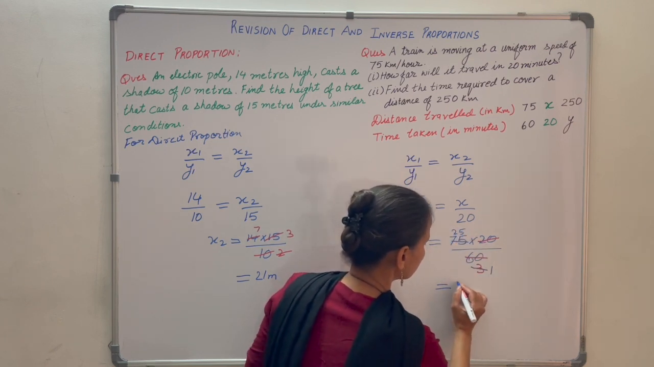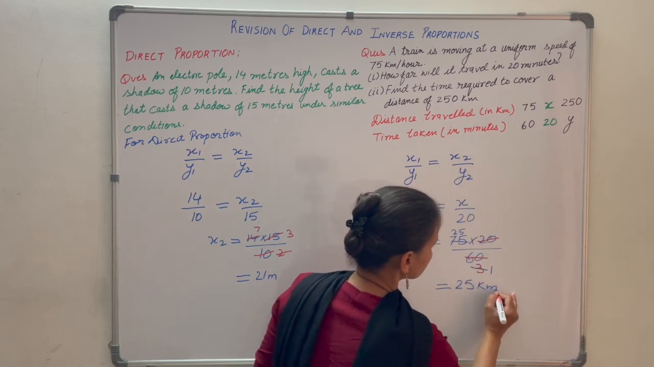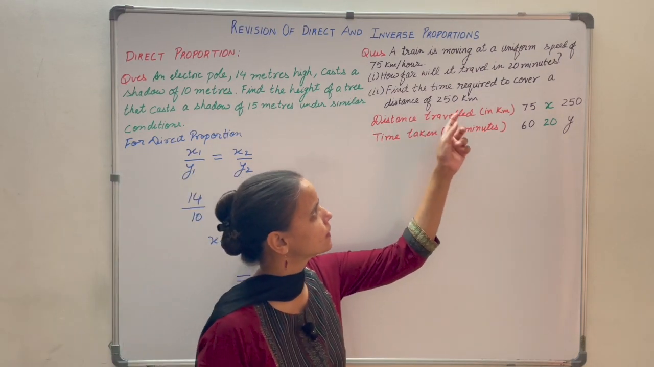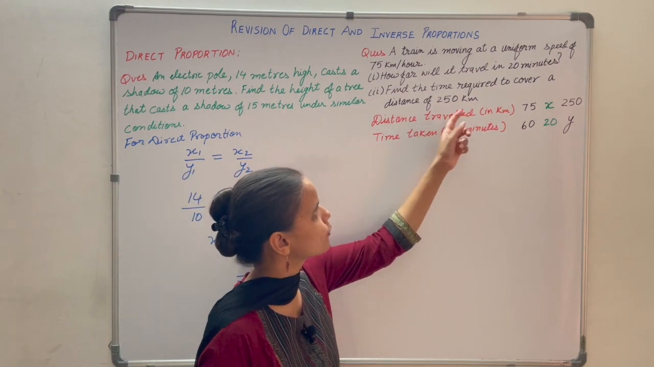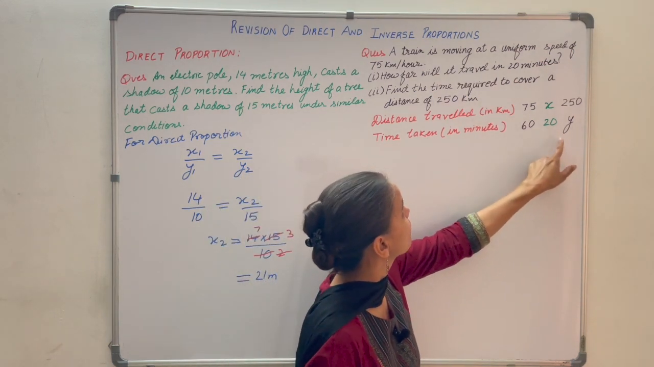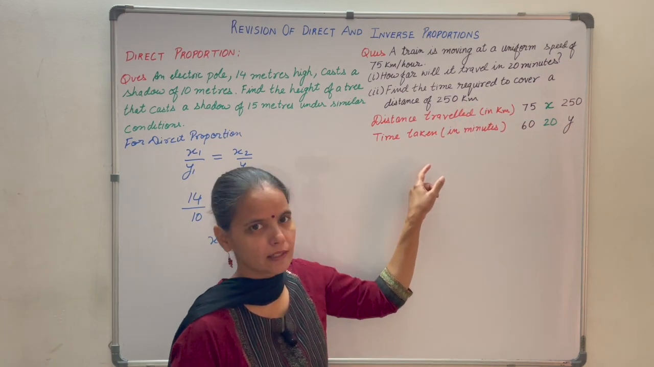So you get here 25 kilometers. So this is 25 kilometers. Now let us take the second question. Find the time required to cover a distance of 250 kilometers. So you need to find out the time taken when the distance covered is 250 kilometers. So these two quantities are in direct proportion.